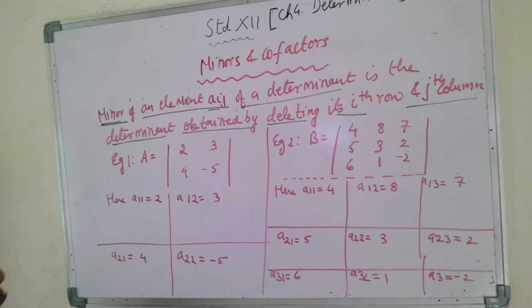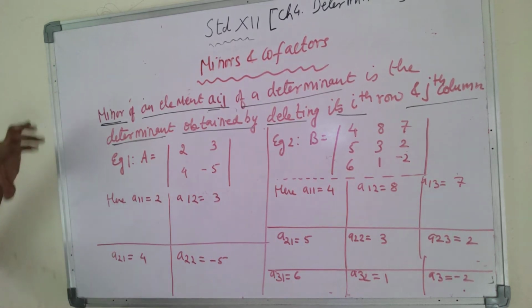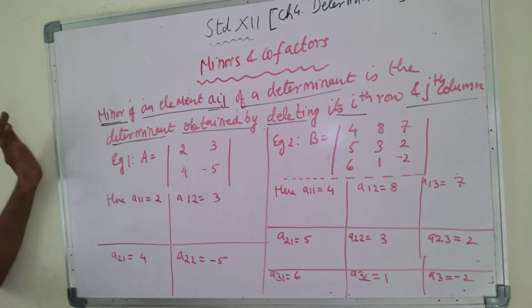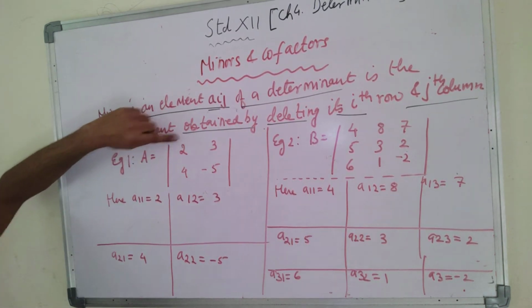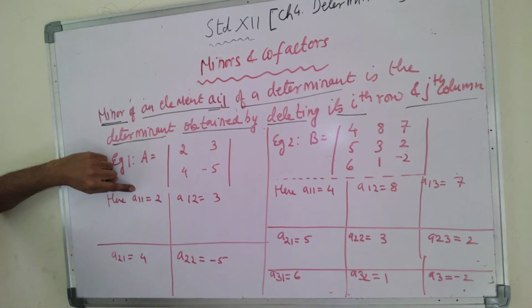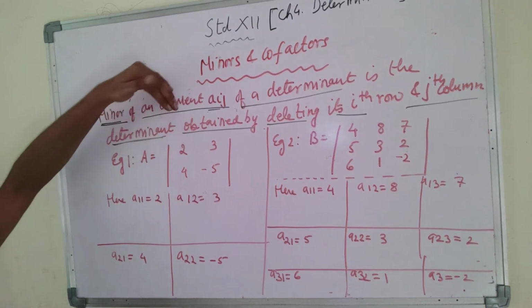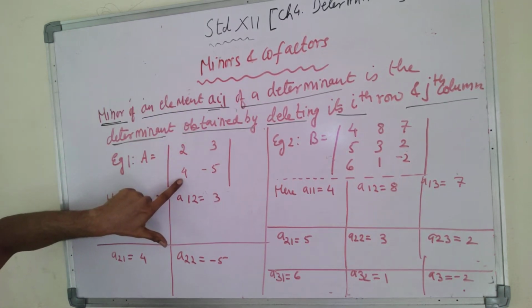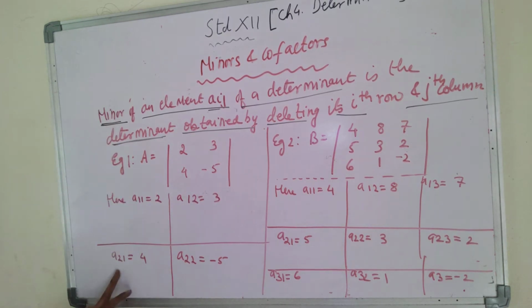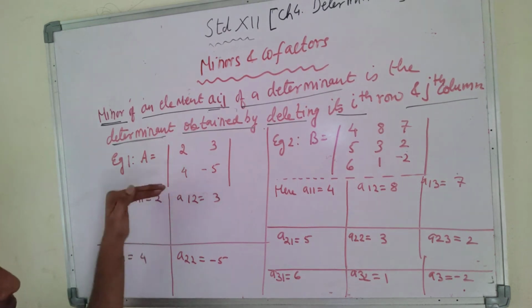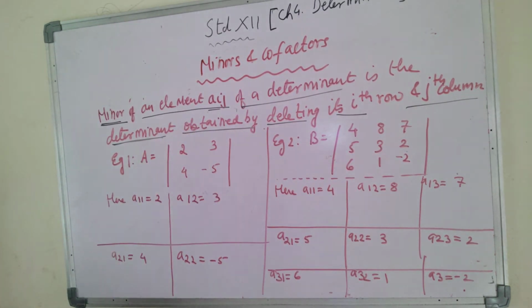This is a very predominant question in the board examination, generally asked for 1 or 2 marks, to find the minors and cofactors of the given determinant. Here we are only talking about minors as of now. See, the element 2 has position A11, first row, first element. 3 is A12, first row and column 2. What is the position of 4? It is the second row, first column, A21. What is the position of minus 5? It is the second row and the second column.